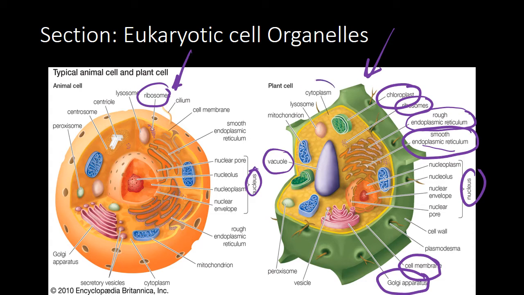Of course, we have our cytoplasm. Cytoplasm's job is to actually make sure that it's the gel, to make sure that everything stays in one location. Plants and some types of animal cells, so for example fungus, will have a cell wall.